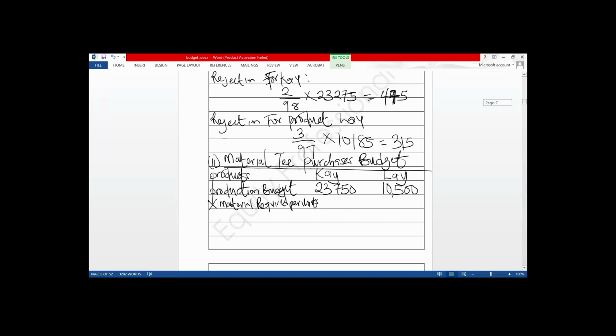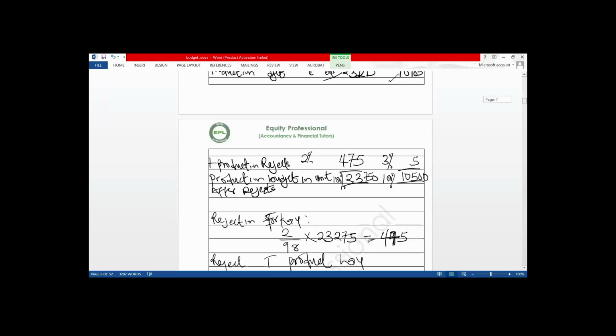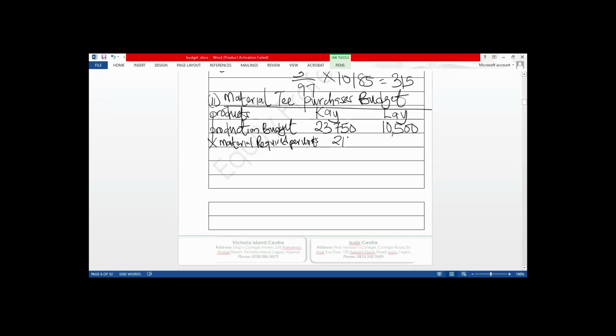Let's go to the question. Look at this. Material T usage per completed unit, net of wastage. To produce 1 unit of product K, we require 2 kg of material T, while to produce 1 unit of product L, we require 3 kg of material T. We can now go back. Here I require 2 kg per unit. Here I require 3 kg per unit.